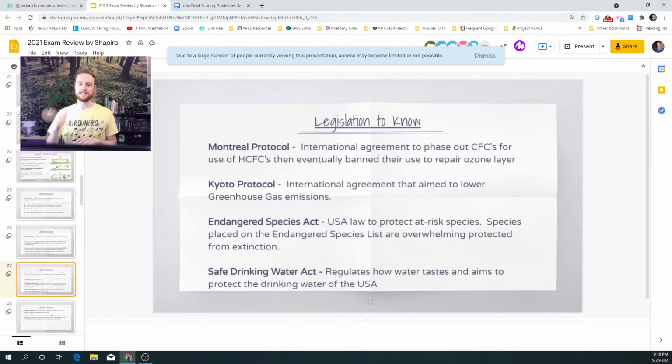I saw a great meme that said Kyoto Protocol, and it had a picture of Phoebe Bridgers, and I was like, phenomenal.